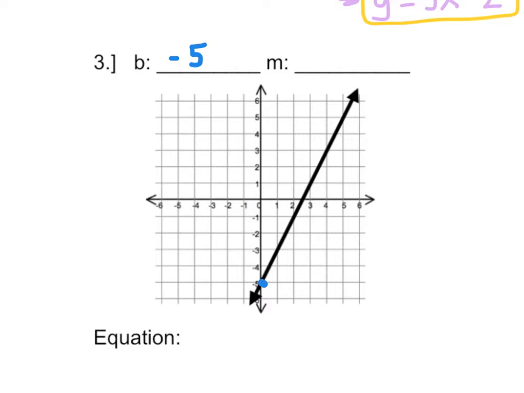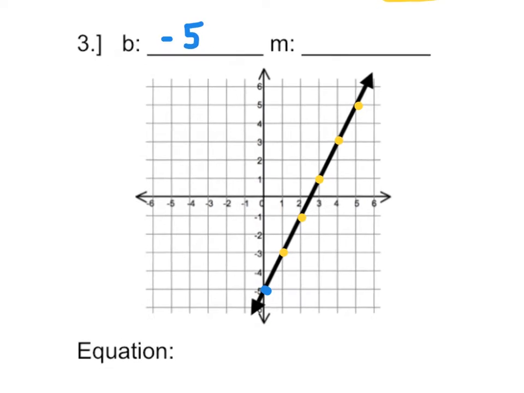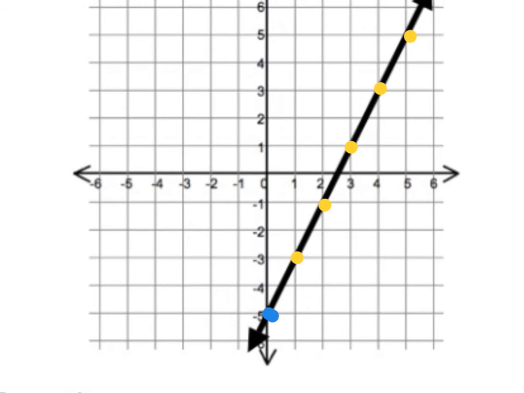So find those really good points. Okay, so here, here, here, here, here, and here. Okay, those are our good points. Now we're going to make that right triangle. Okay, so you choose where you want to put your right triangle. I might just go for this spot right here. Rise over run. And now we count. How many does it rise?